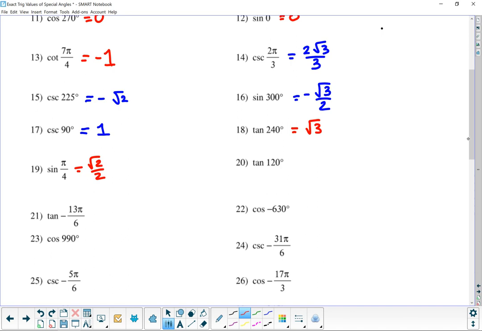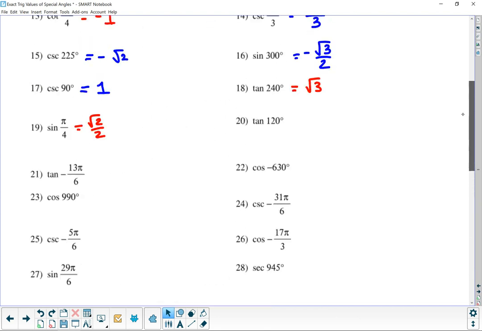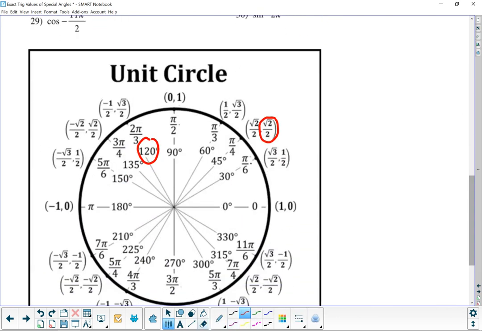Okay, lastly, tangent of 120 degrees. We'll finish off with number 20. Tangent of 120 degrees. 120 is, oh, right here. This one we haven't done yet. So tangent of 120 degrees for number 20. Tangent is going to be, if you look in your notes, if you don't remember, the sine, which is the y value, radical 3 over 2, divided by the cosine, which is the x value, which is negative 1/2.